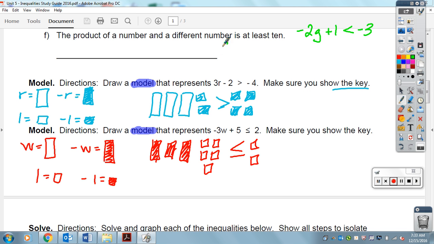At minimum right now, you should have your key done. G is a big long rectangle. Negative G would be a filled in rectangle. That's a G, that's a negative G. Our positive 1 will be a square, and a negative 1 will be a filled in square. So at minimum, you should have your key. I'll give you a little more time to work on your modeling if you need to fix your key.